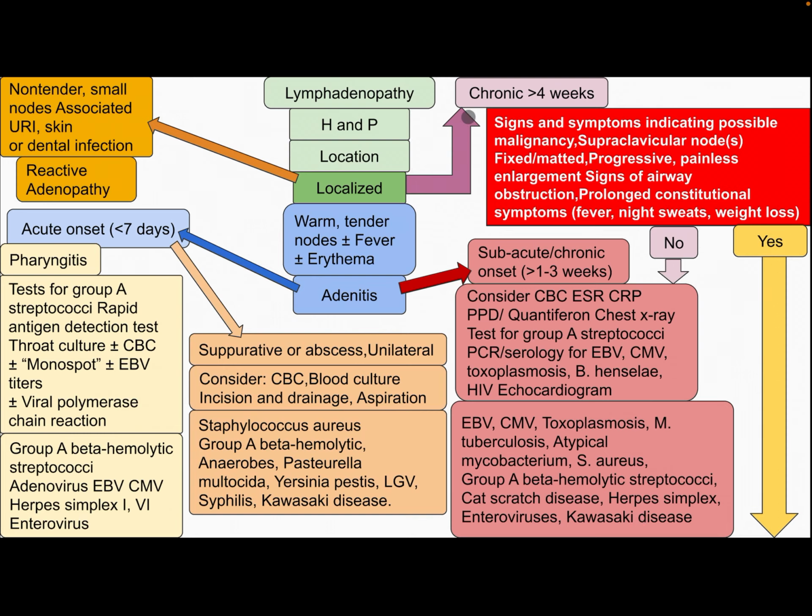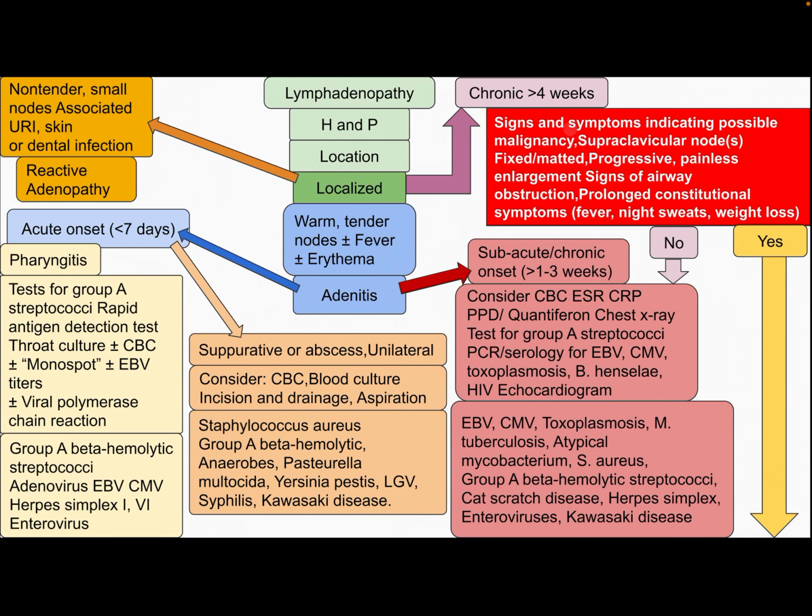If it is localized but chronic, more than 4 weeks, you should look for signs and symptoms of possible malignancy, which are red flags. If it is supraclavicular, as we mentioned, if it is fixed, matted, progressive, painless enlargement, signs or symptoms of airway obstruction, prolonged constitutional symptoms like fever, night sweating, weight loss. If the patient does not have these red flags, the approach is the same as in subacute or chronic.